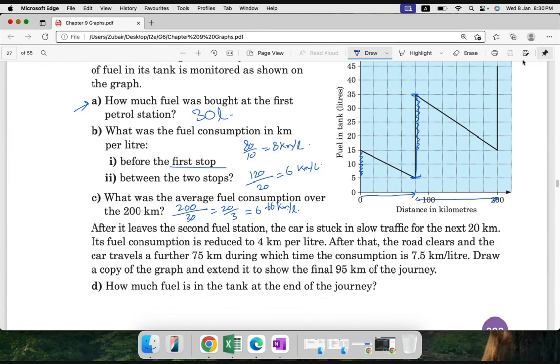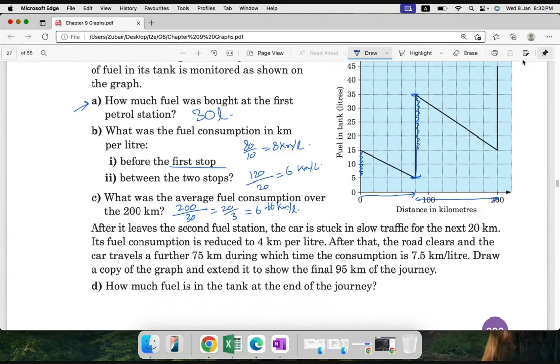After it leaves the second fuel station, the car is stuck in slow traffic for the next 20 kilometers. Its fuel consumption is reduced to 4 kilometers per liter. After that, the road clears and the car travels a further 75 kilometers. During that time, the consumption is 7.5 kilometers per liter. Draw a copy of the graph and extend it to show the final 95 kilometers of the journey.